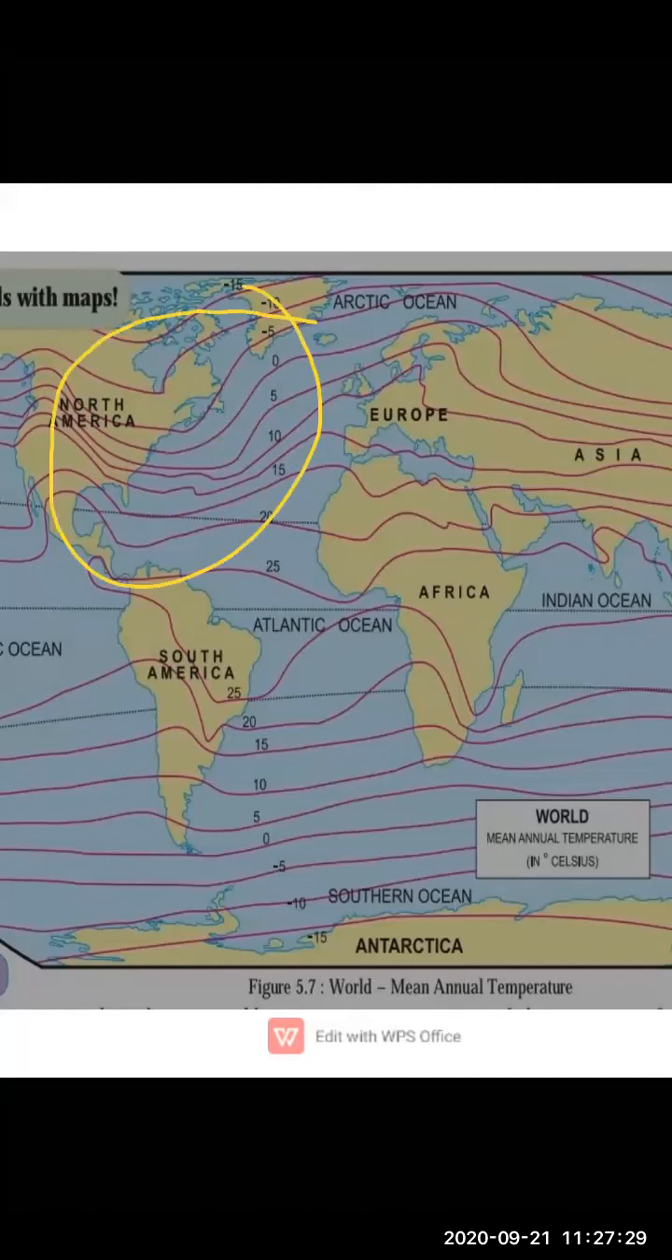Okay, they are not straight like in the southern hemisphere. It is varying. Somewhere they are very close to each other, somewhere they are away from each other. It is varying, it is not the same. In this hemisphere, the proportion of land is comparatively greater as compared to the southern hemisphere.